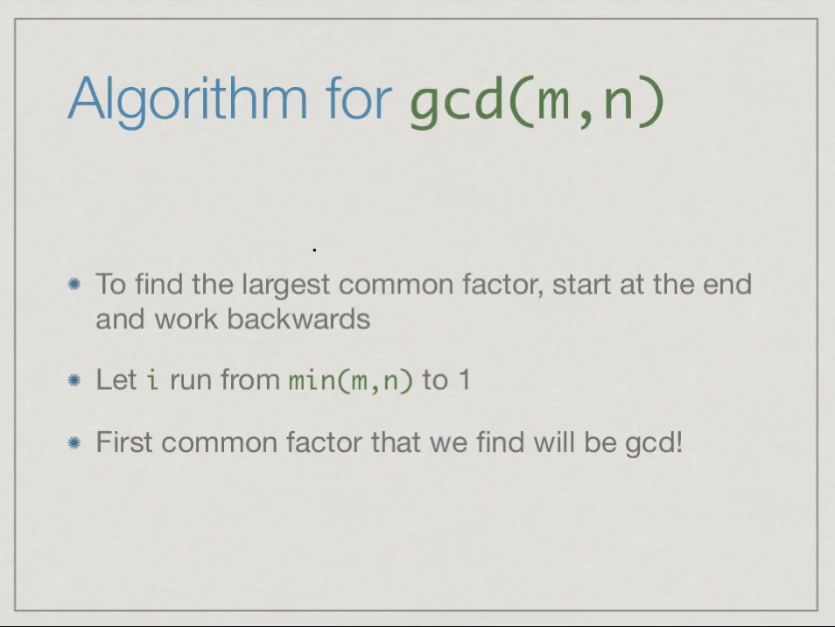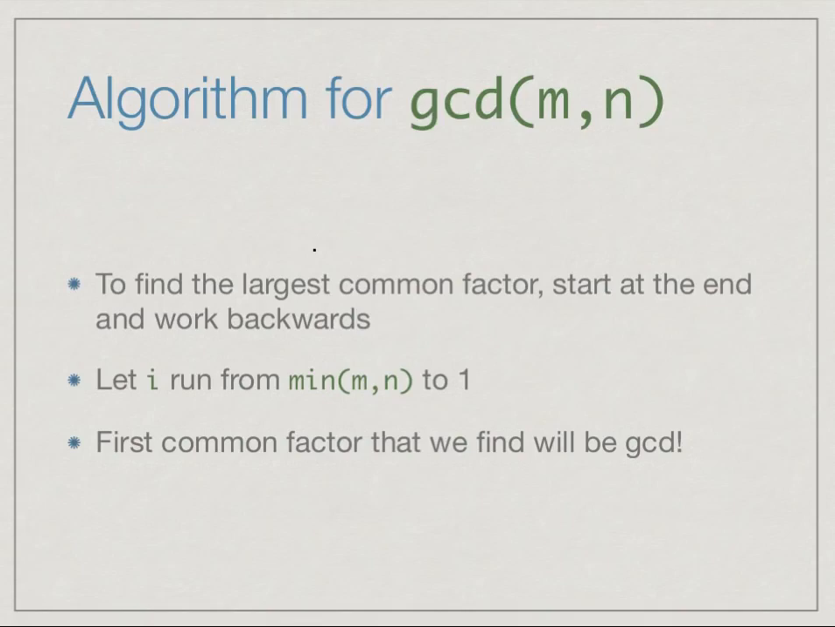Our final simplification was to observe that if we are interested in the largest common factor, we should start at the end and not the beginning. So instead of starting from 1 and working upwards to the minimum of m and n, it's better to start with the minimum of m and n and work backwards to 1. And as soon as we find a common factor, we report it and exit.